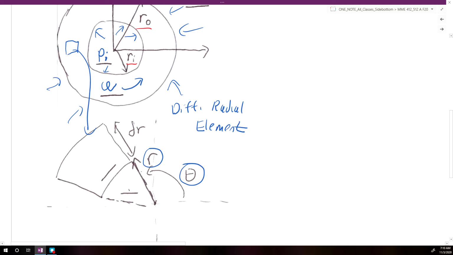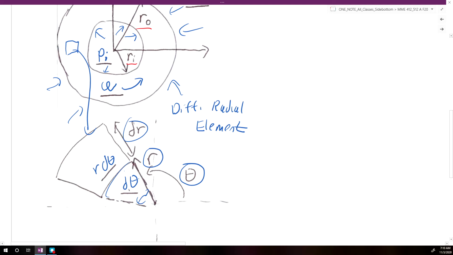The length of this element along the circumference will be r d theta, and the length of the element in the radial direction is dr. The angle change along the element will be d theta.